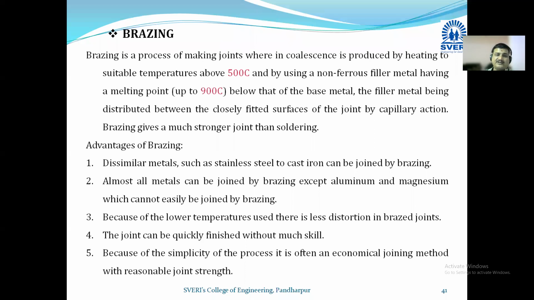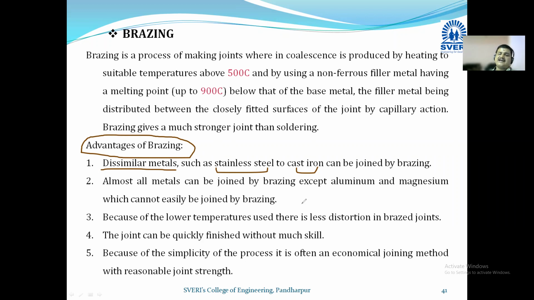Okay, so now we will concentrate on the next point, that is advantages of the brazing operation. Which are the advantages of the brazing operation? The first important advantage is dissimilar metals like stainless steel and cast iron can be joined by brazing. See, stainless steel and cast iron, two things are very important.